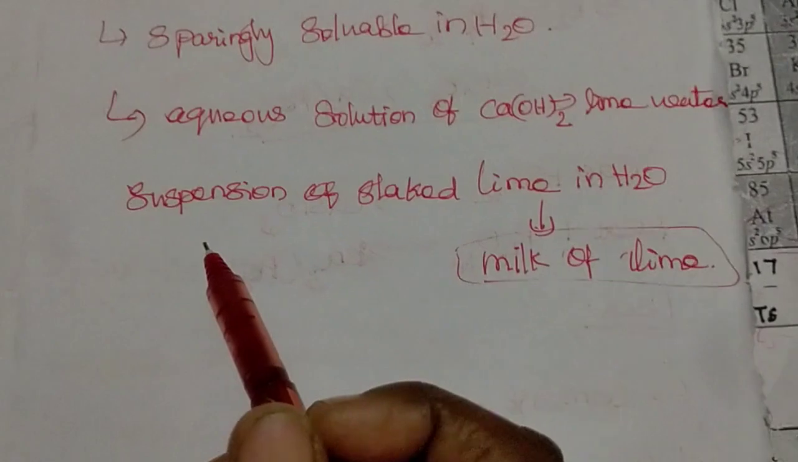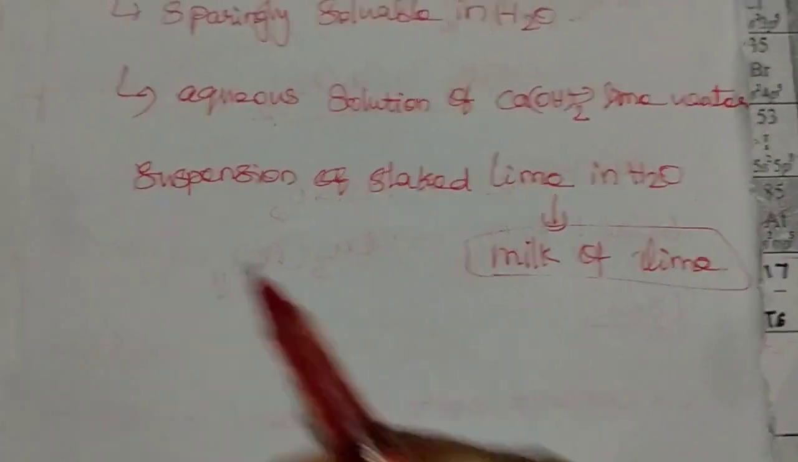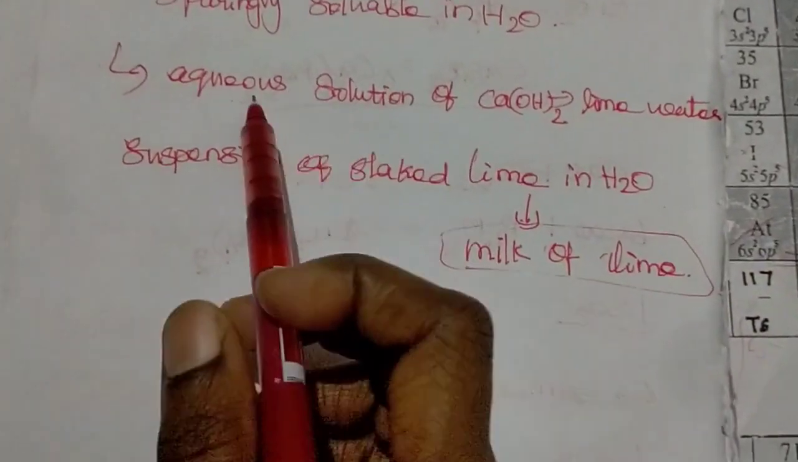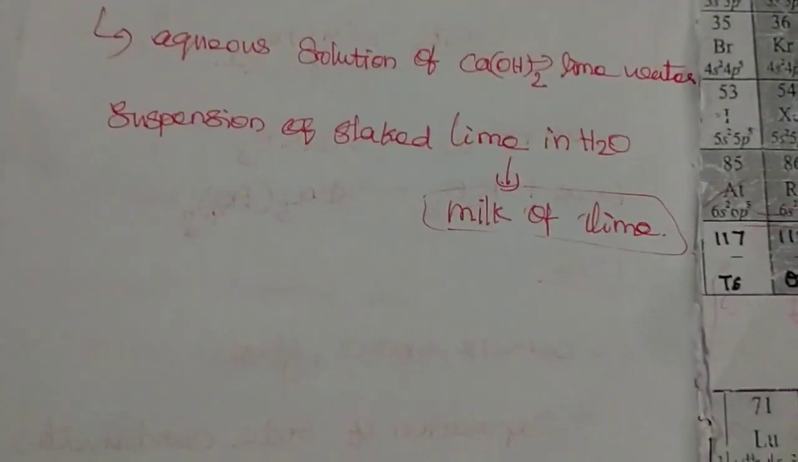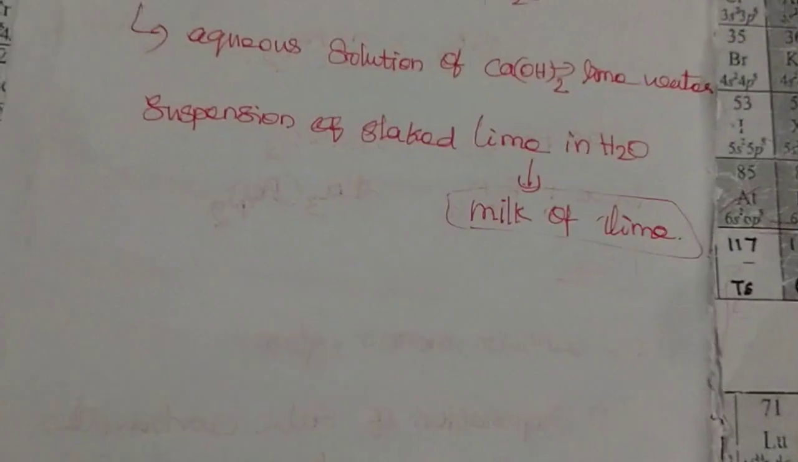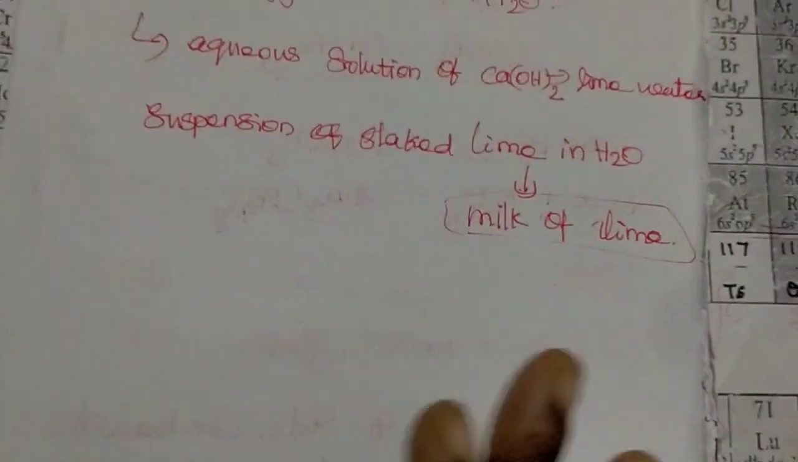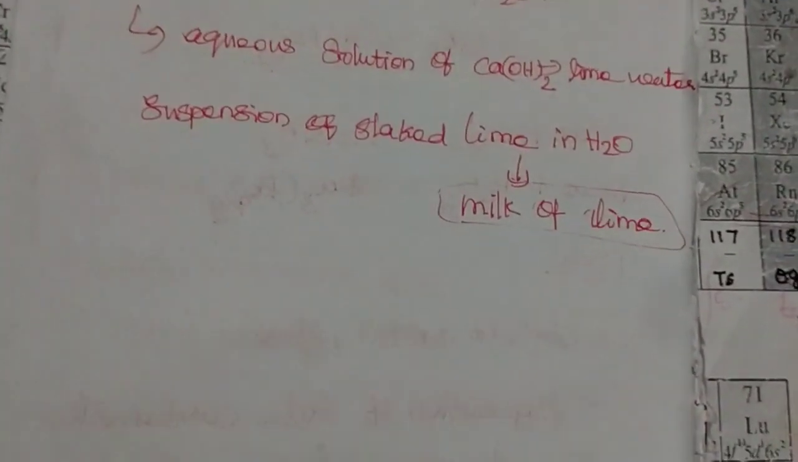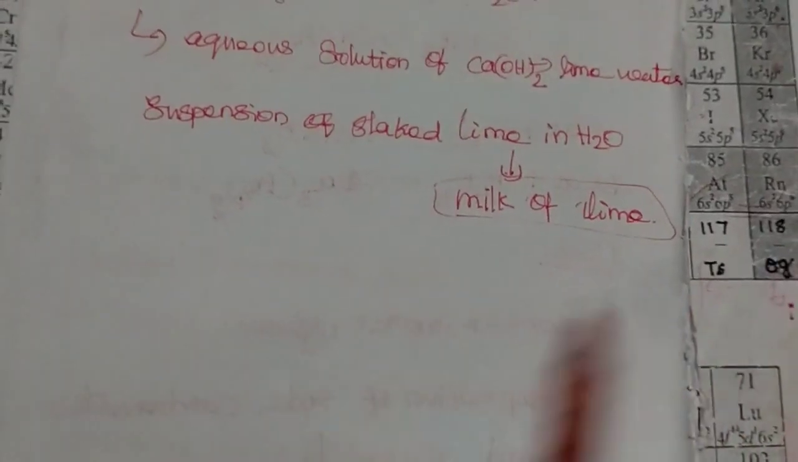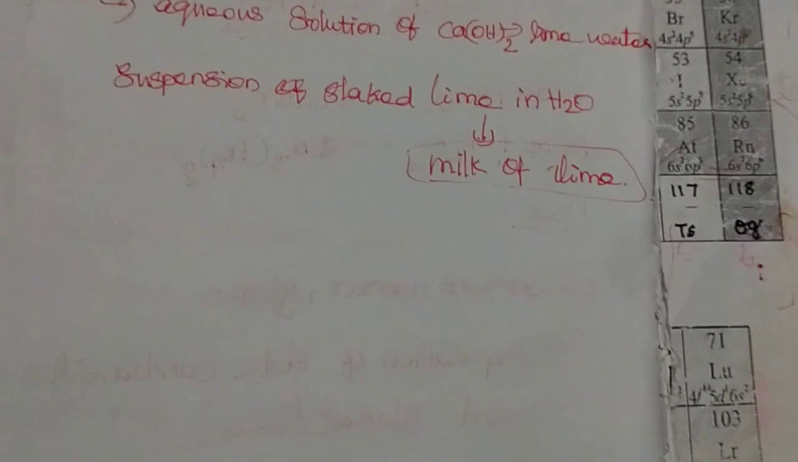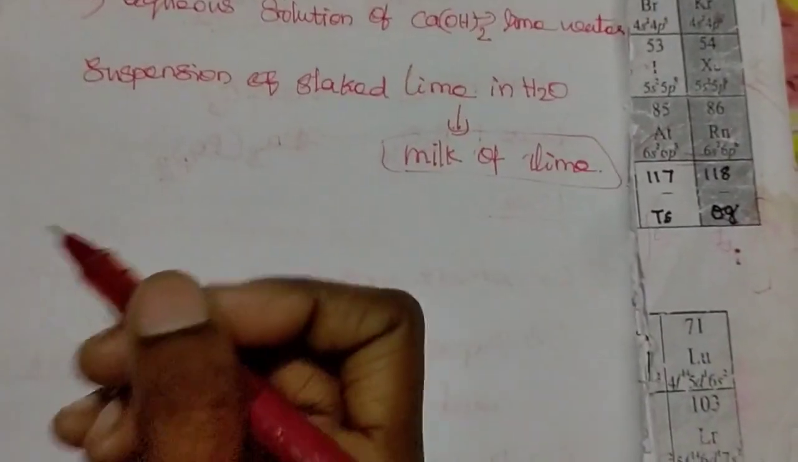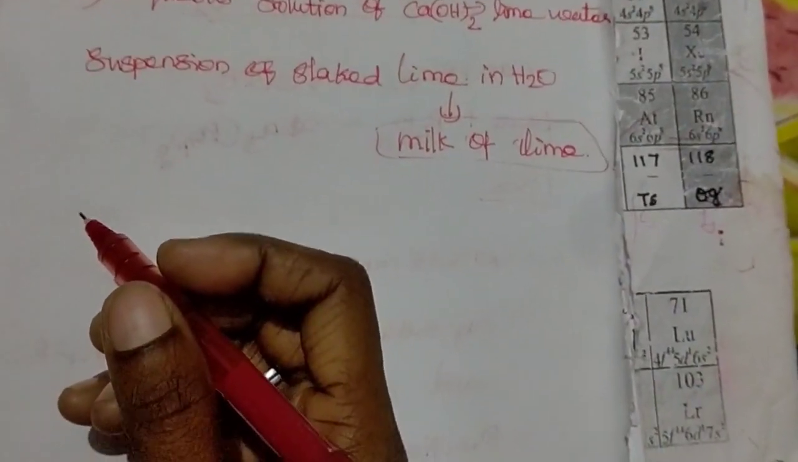When treating this lime water with carbon dioxide, so what is lime water? Aqueous solution of calcium hydroxide. Passing carbon dioxide through this lime water will turn it milky in color. Why is the milky solution formed? Because of the formation of calcium carbonate.